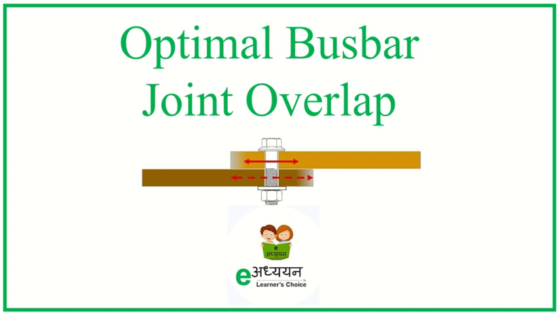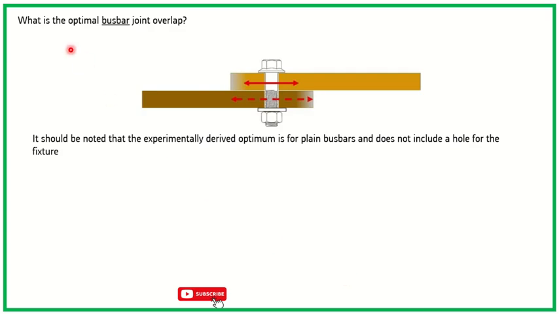Today in this video we will discuss optimal busbar joint overlap. Friends, what is the optimal busbar joint overlap? When we design a busbar joint, the area of overlap on each of the busbars is the question. It should be noted that the optimum is for a plain busbar that does not include a hole for fixture.